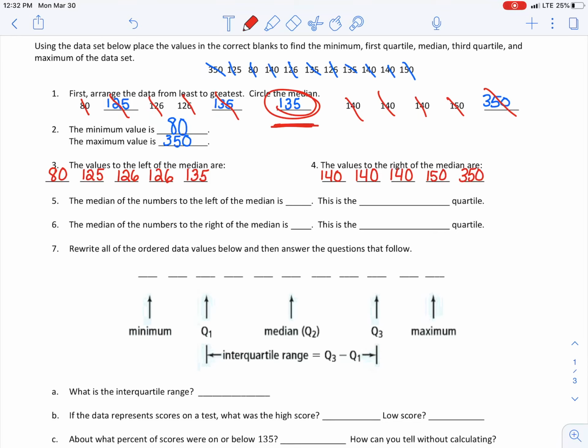Okay, so it says the median of the numbers to the left of the median are what? So that's your lower half here. So we need to find the median of that data by crossing off again on each side, which gives us a median of 126. This is considered, since it's the median of our lower half, that's going to be our quartile 1. So that's the first quartile.